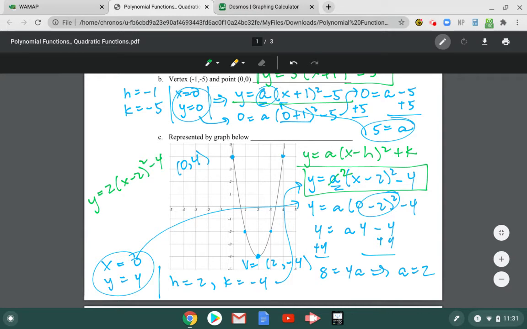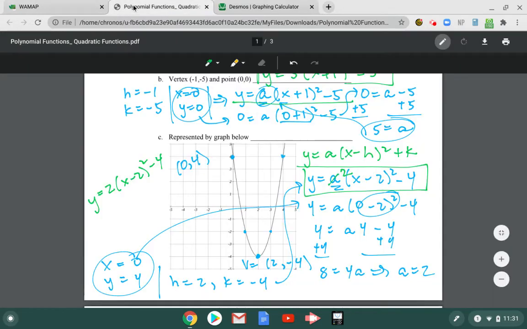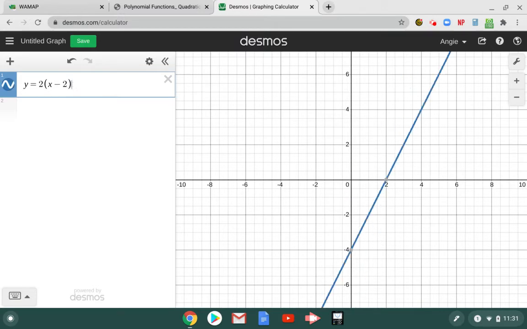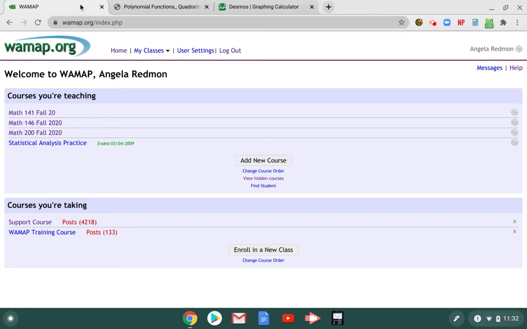Let's put this one into Desmos and match the graph. So let's put that vertex form into Desmos. y equals 2 parentheses x, and then we've got minus 2 squared minus 4. Okay, so I should have the same vertex, (2, negative 4), and I do, and that point that I used, (0, 4). So I know I've got the correct vertex form.